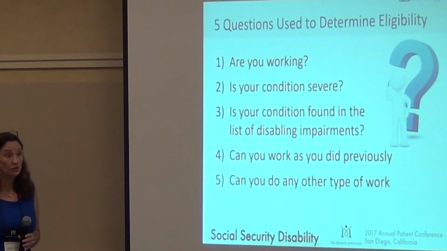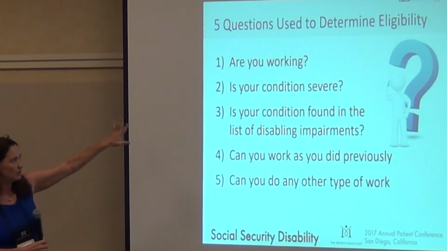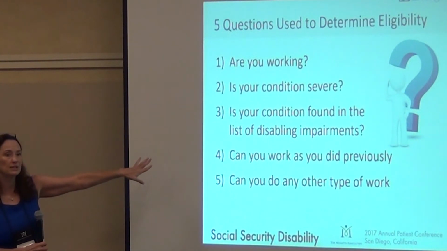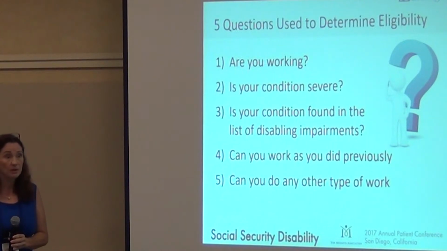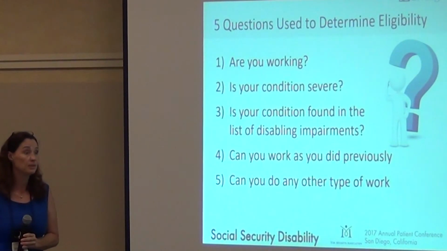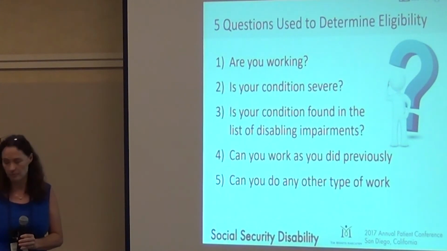Questions to determine disability. Are you working? Is your condition severe? Is your condition found to be on the list of disability impairments? Can you work as you previously did? And can you do any other type of work? That is going to be one of the big questions, whether you're found completely disabled or not, is can you do another type of work?